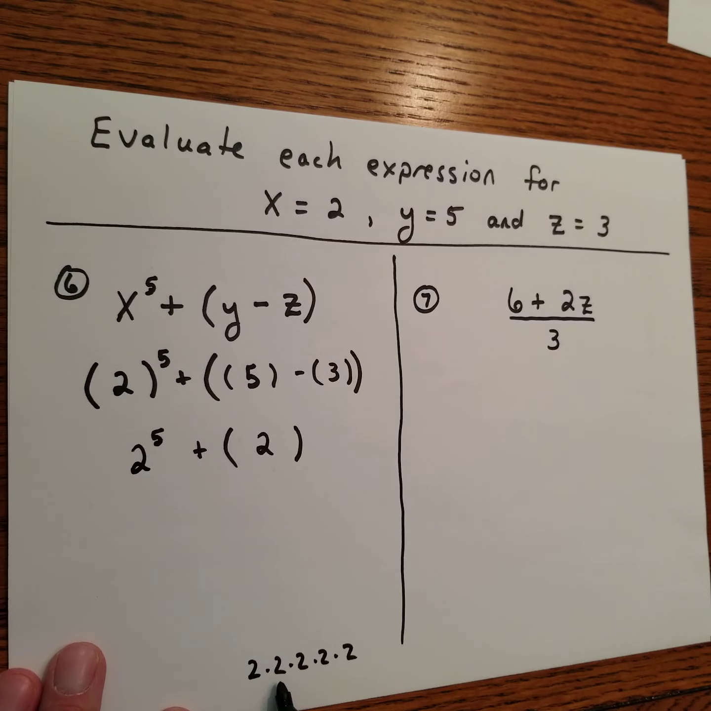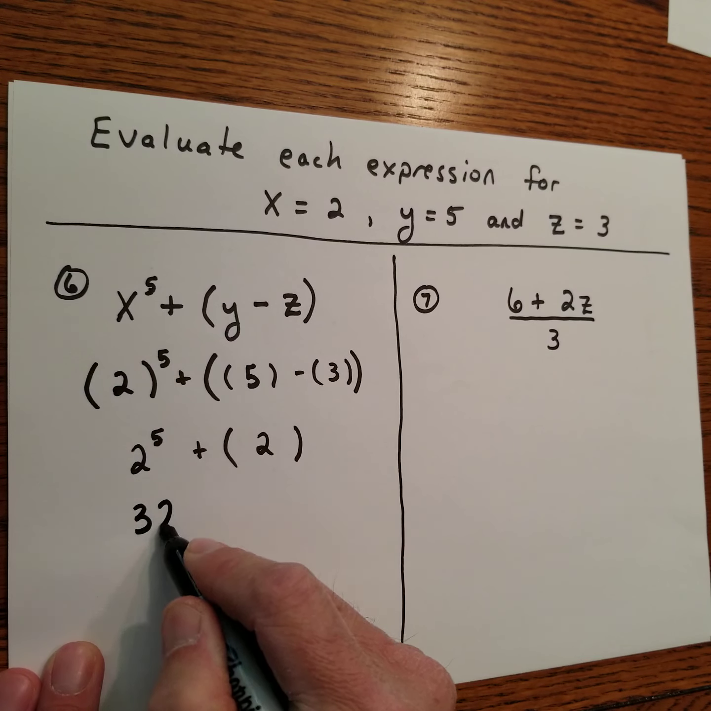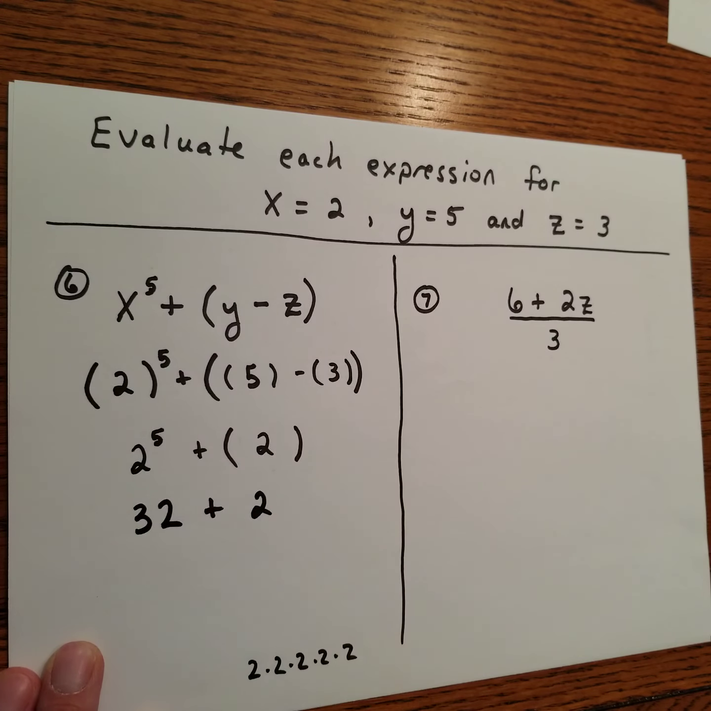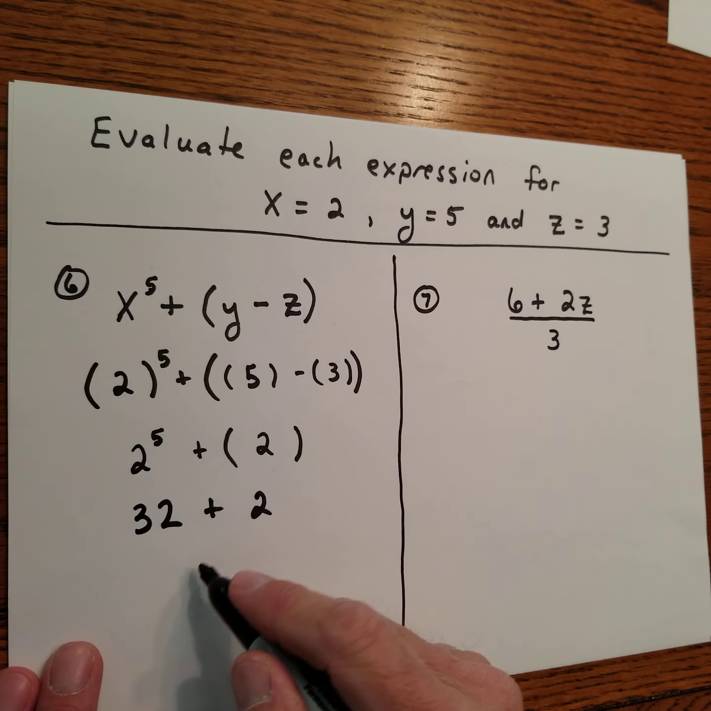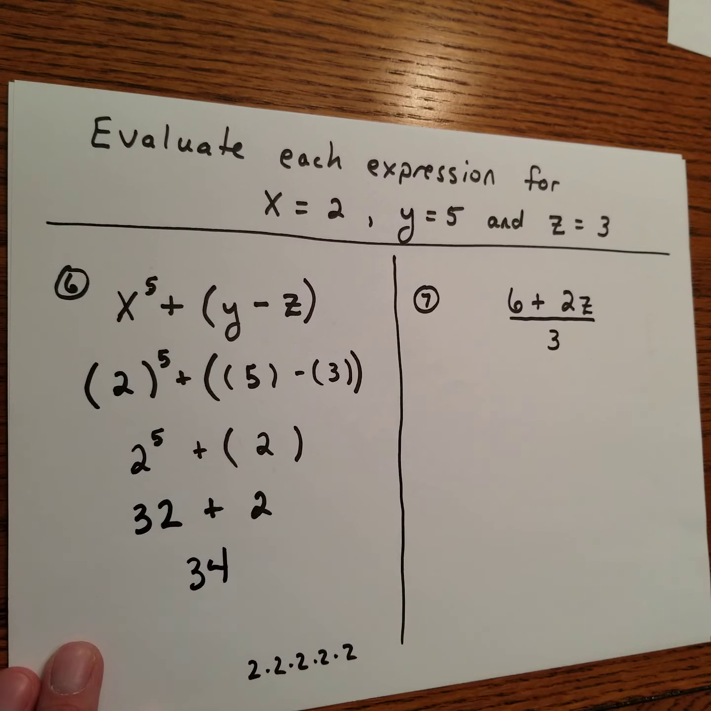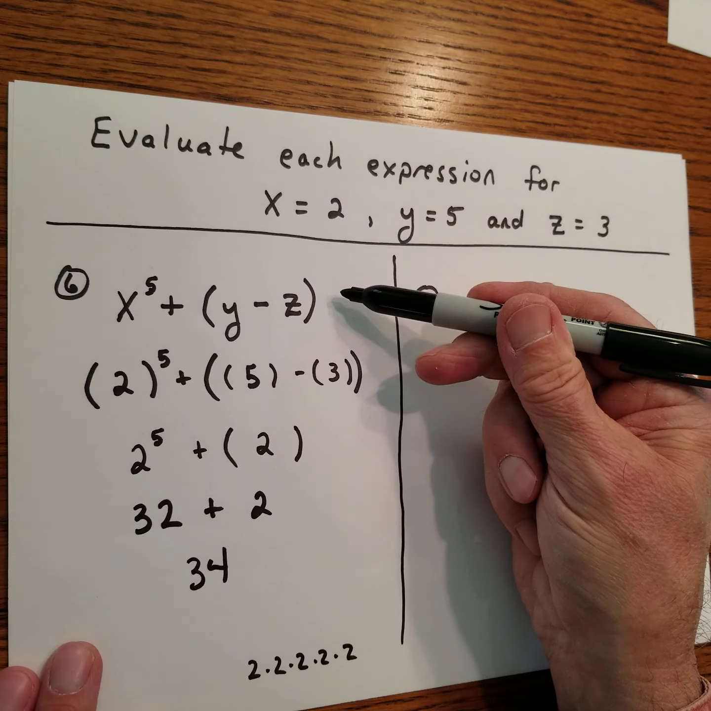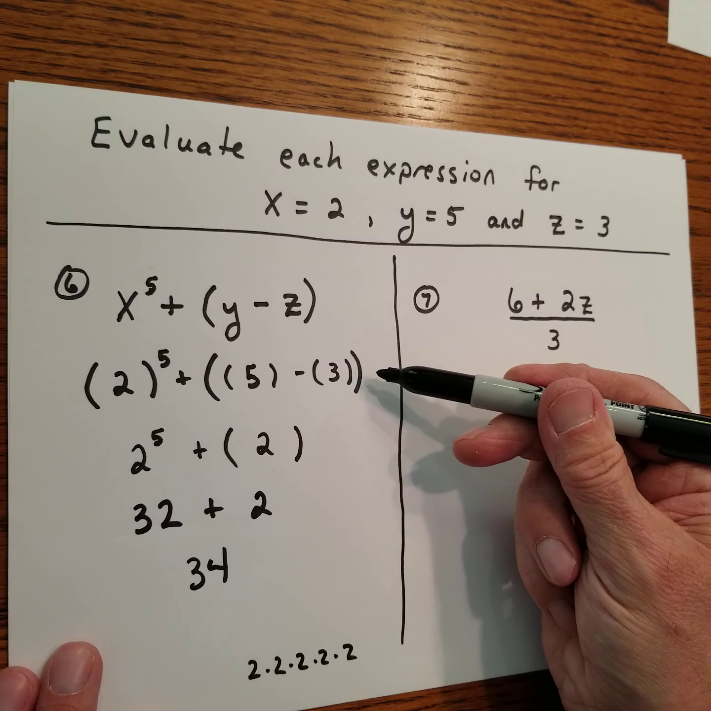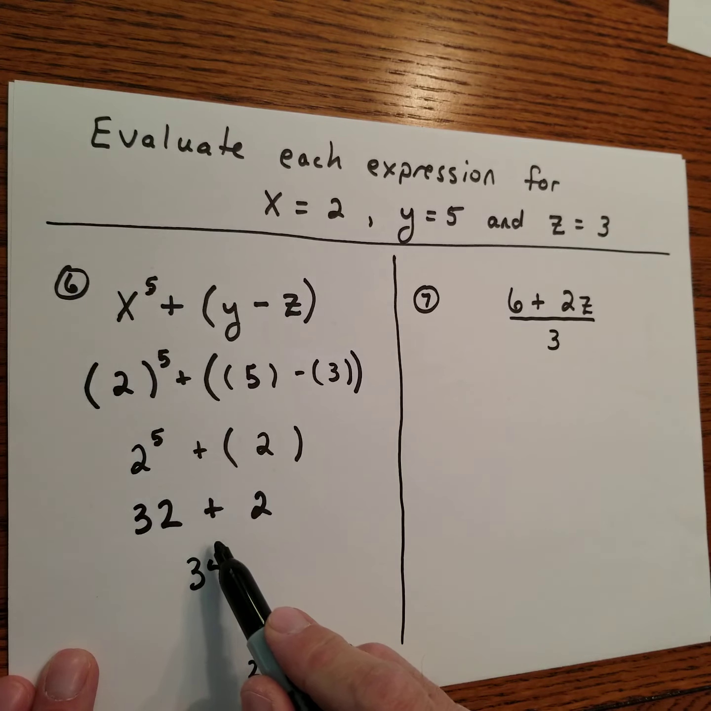2 times 2 is 4. 4 times 2 is 8. 8 times 2 is 16. 16 times 2 is 32. We save the addition for last. 32 plus 2, that's 34. Here's just how I want you to show your work. Copy down the problem, plug in for the variables, evaluate.